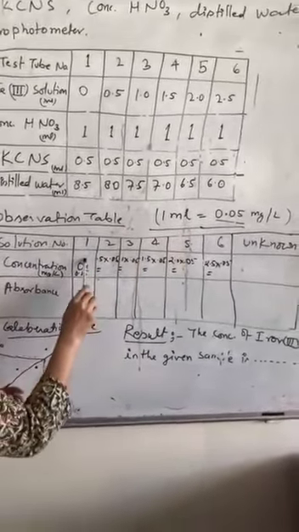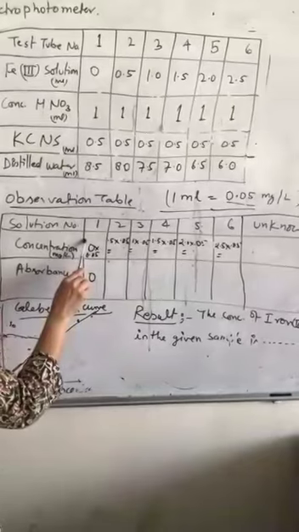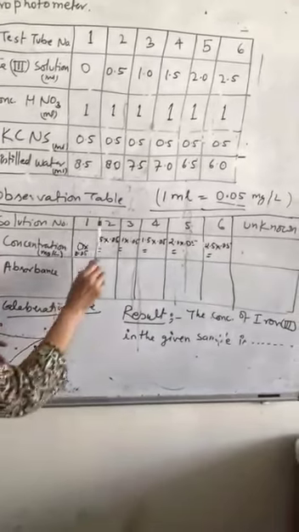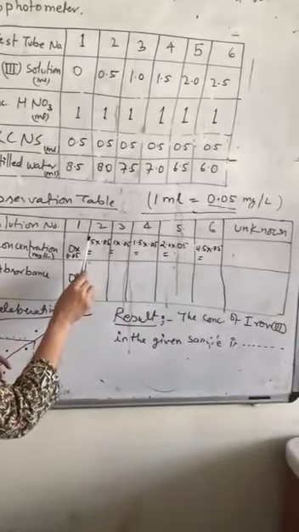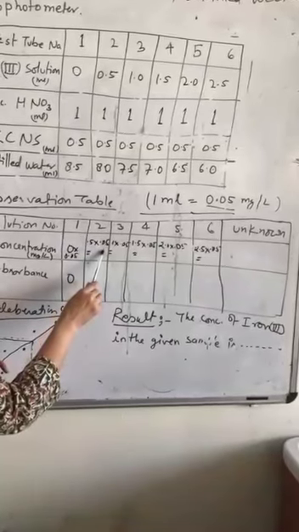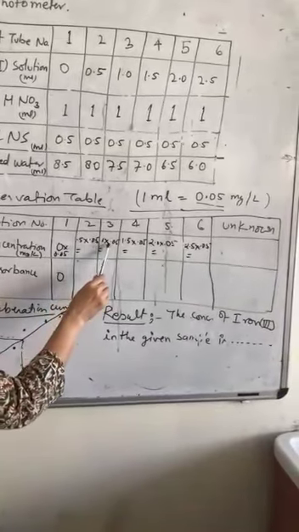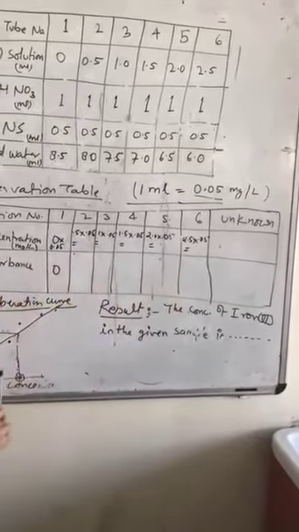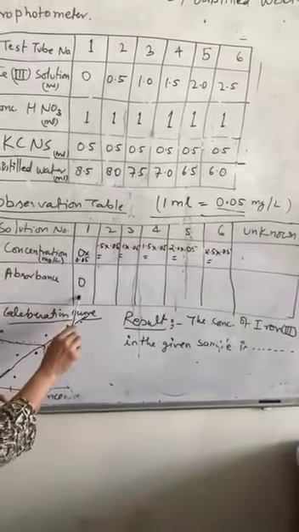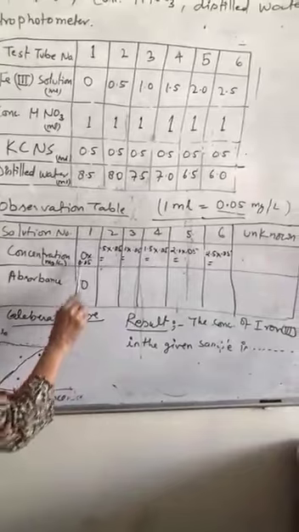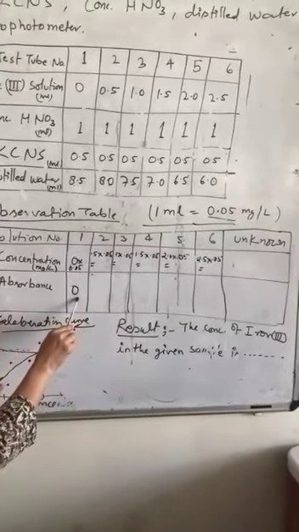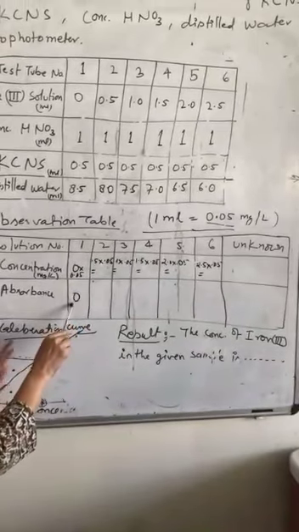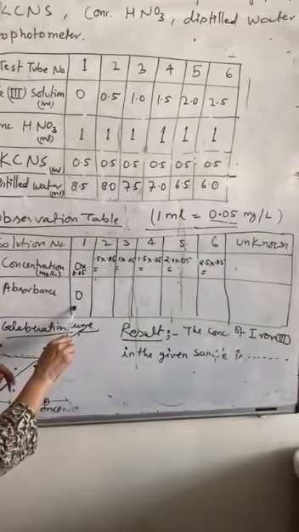In the first test tube there is no iron 3 solution, so 0 multiplied by 0.05 is equal to 0. In the second test tube we take the iron concentration 0.5 ml, which is multiplied by 0.05. In the same way, for the 3, 4, 5, 6 test tubes, we have to calculate the concentration in milligrams per liter, and we have to report the absorbance in this column. For the first test tube, absorbance is 0 because there is no color. If the solution is colorless, then no absorbance is reported.